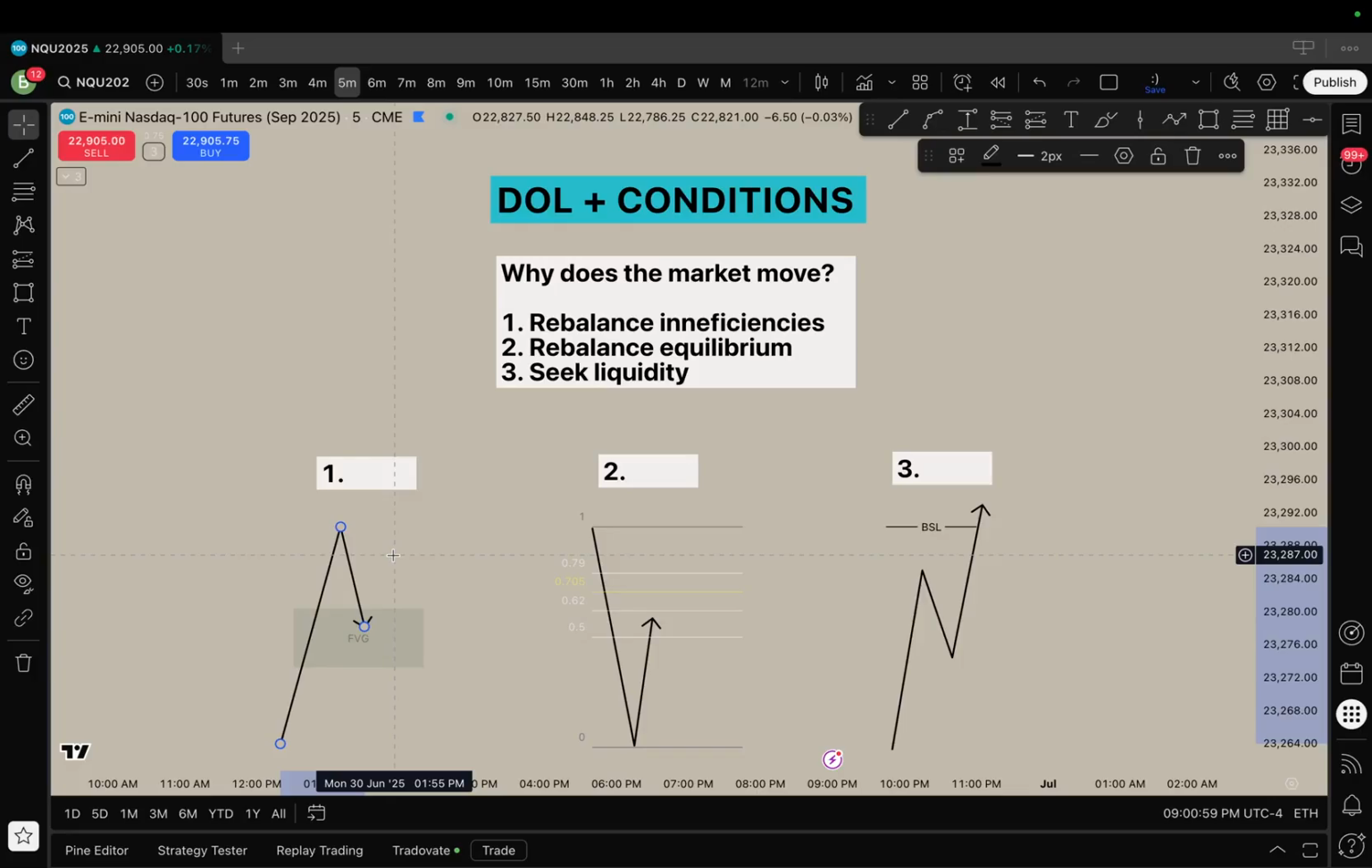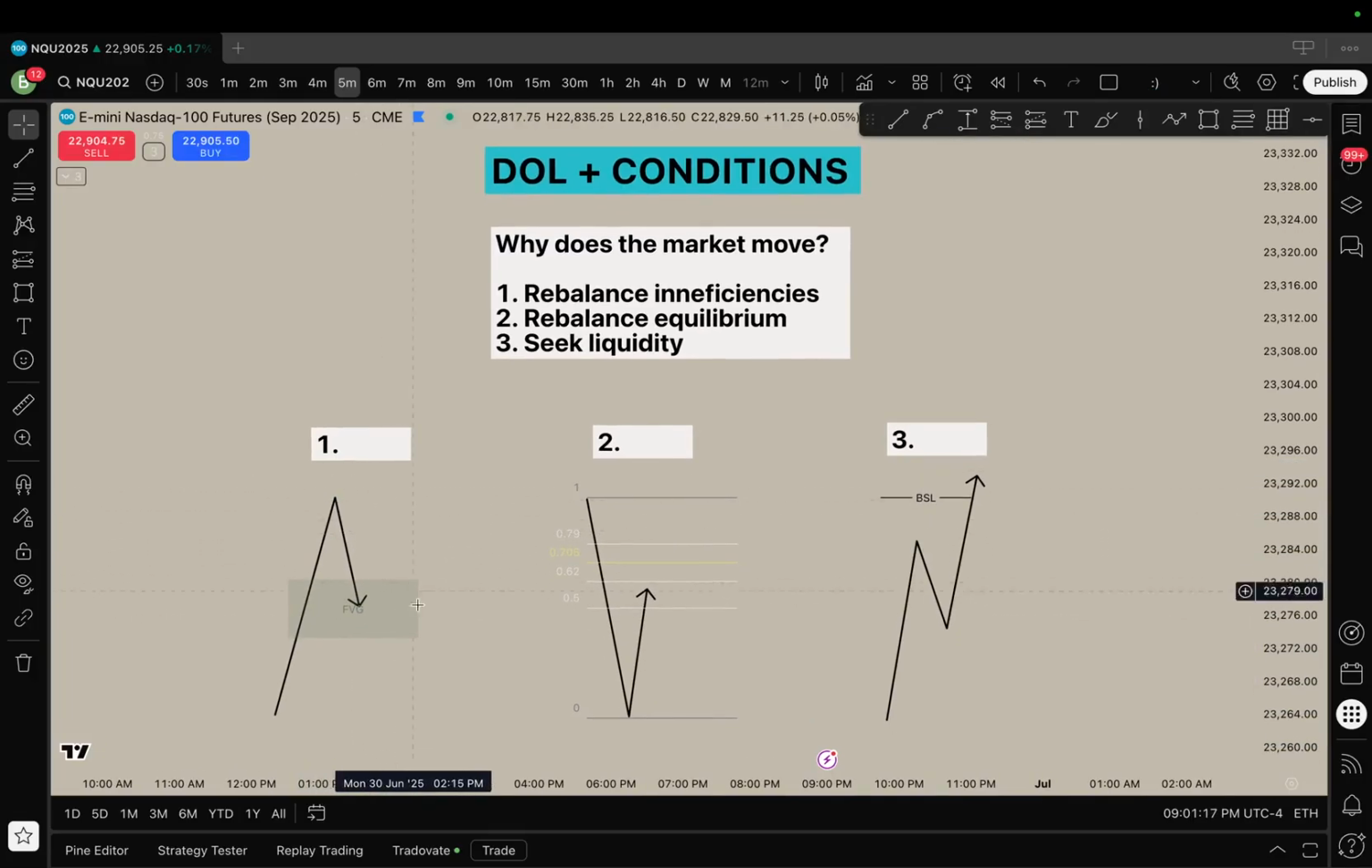For fair value gaps, you have probably all watched the ICT 2020 mentorship, or have watched our boot camp maybe on YouTube, so you already know what a fair value gap is. But basically, when price runs too far, we leave these gaps, and these gaps like to get traded back to then send price higher or send price lower.